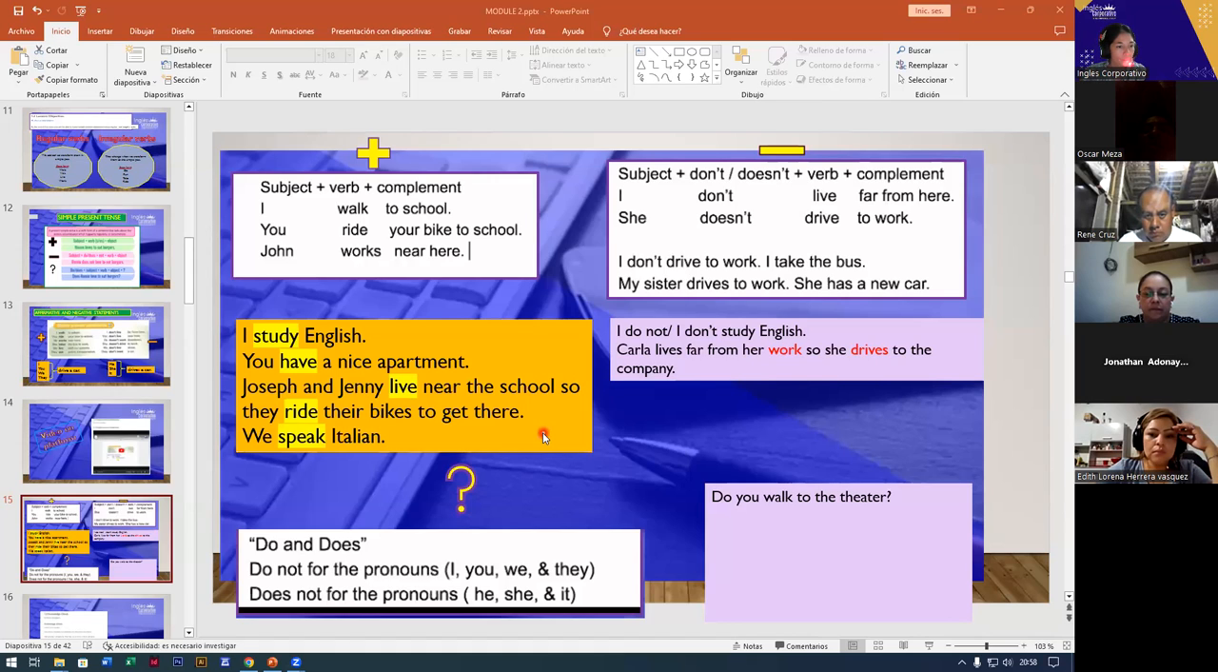Para decir garantizado, ¿cómo se dice en inglés? Guarantee. I guarantee. Guaranteed. In the past, en el pasado sería guaranteed. I guarantee. Guaranteed. I guaranteed the product. All right. Guaranteed the product, correct. So we have affirmative and negative, but tomorrow we'll continue with more examples.